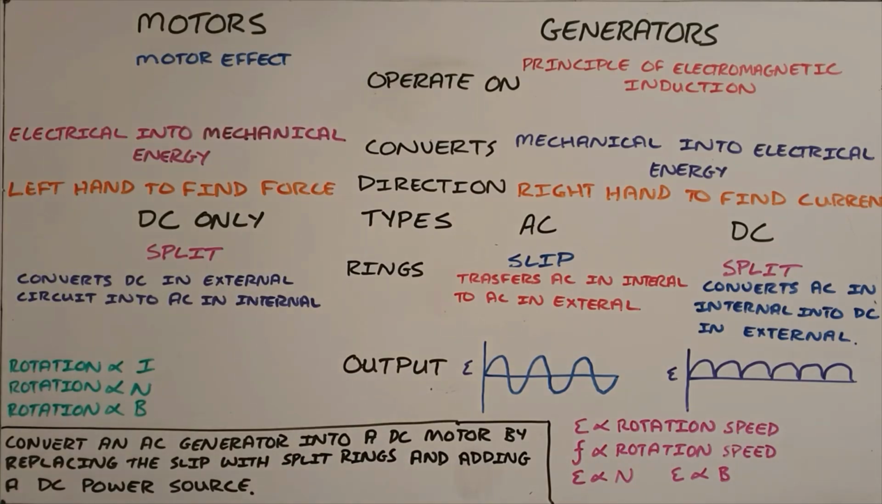A common question that comes up would be how to convert an AC generator into a DC motor, and that is done by replacing the slip rings with split rings and adding a DC power source.